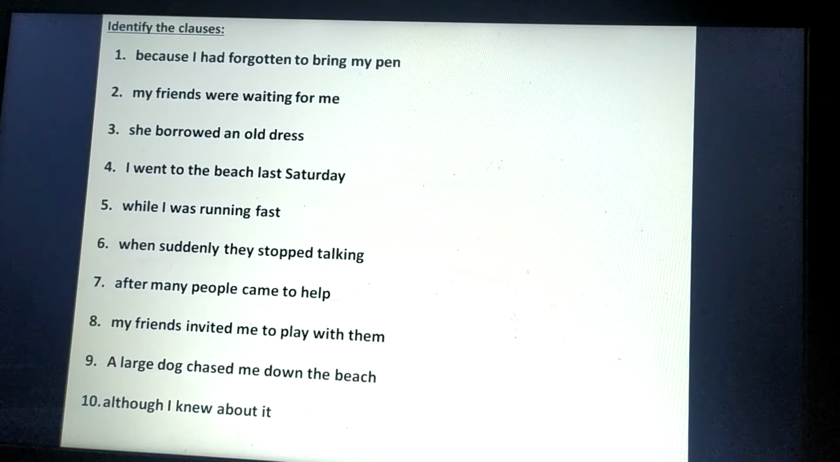Now we will identify the clauses, whether these are dependent or independent. If you look at the first one, "because I had forgotten to bring my pen," what is it? It's a dependent clause. You know why? Because first of all, it starts with "because." Words like because, whenever, whatever, when can be found in dependent clauses only. So the first one is a dependent clause.